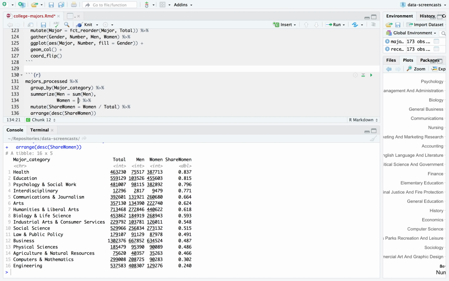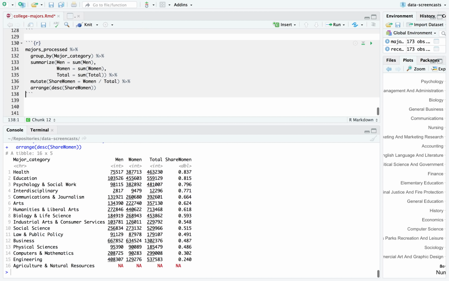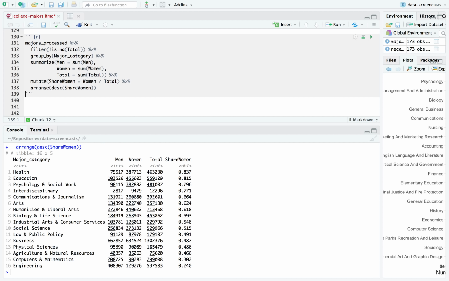sum. So if I say men, sum of men, women, sum of women, I finish my aggregation with total is sum of total. So far, same thing. Oops, I forgot the na.rm equals true. I'll change my approach. I'll do filter not is.na total. Oh, that looks great. There was a filter at the start to remove that one field.